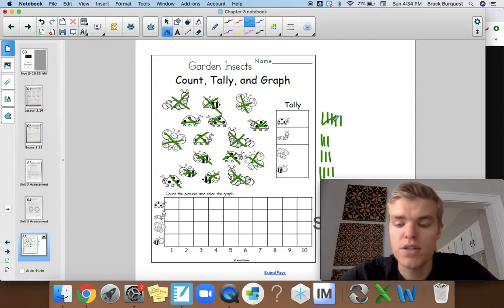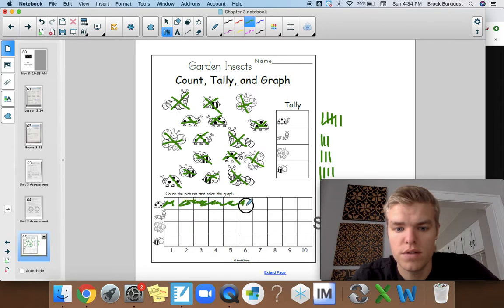Now we're going to use our tallies to help us graph better. This makes graphing a lot easier. Instead of counting each of these and graphing as we go, I can just look at the tally number. So for my ladybugs, I have 6 tallies, so I'm going to color in 1, 2, 3, 4, 5, 6. All the way down.